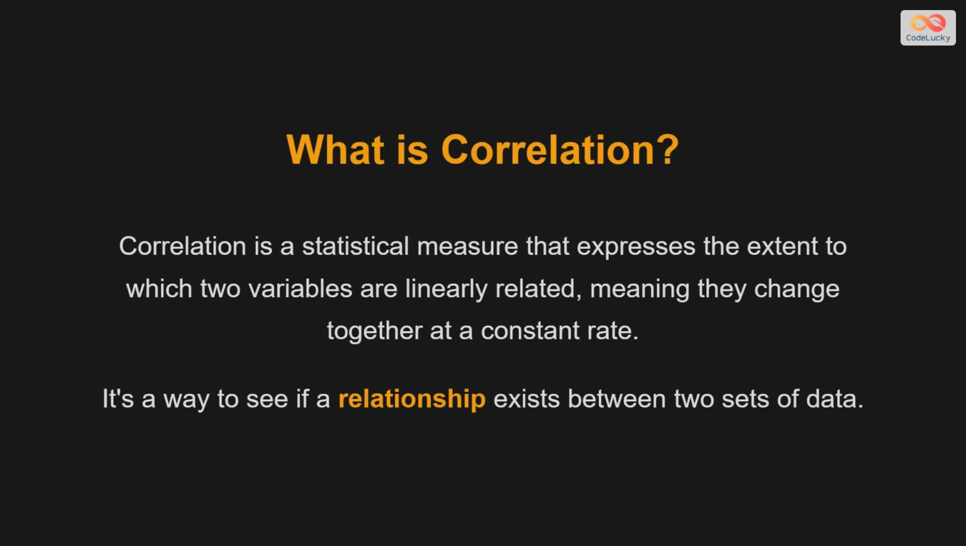So, what is correlation? In simple terms, it's a way to measure how two things are related. When we say two variables are correlated, we mean that as one of them changes, the other one also tends to change in a predictable way. It helps us find a potential relationship in our data.